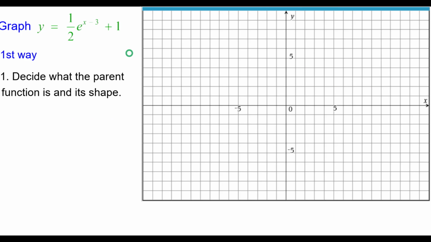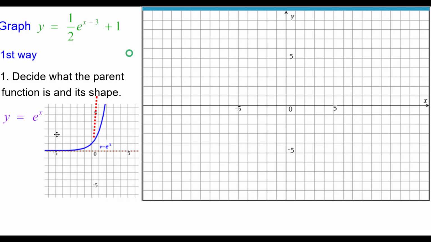First, we need to decide what the parent function is and its shape. Parent function is y equals e to the x. This is its shape along with its asymptote. I like to refer to this as an easy chair type shape.